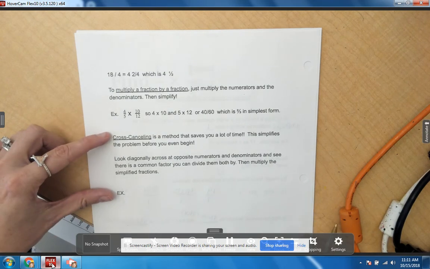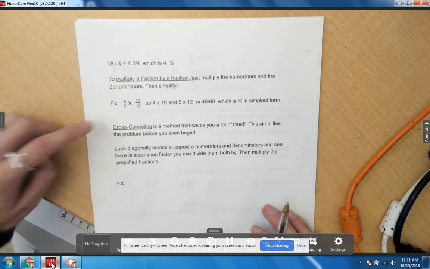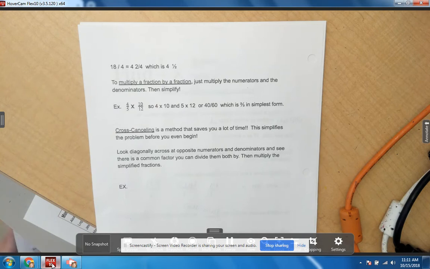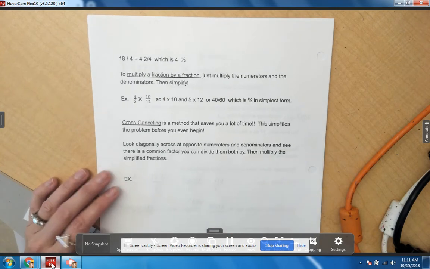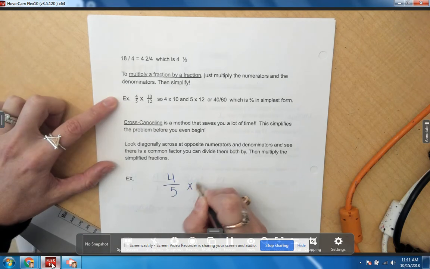I'm going to show you a method that actually makes this way easier to do without having to do a lot of long division. It simplifies the problem before you even begin. It's called cross-canceling. Some of you might have learned this last year as the butterfly method. So what you do is you look diagonally across. I'm going to use the same problem that I just did up here. So 4/5 times 10/12.